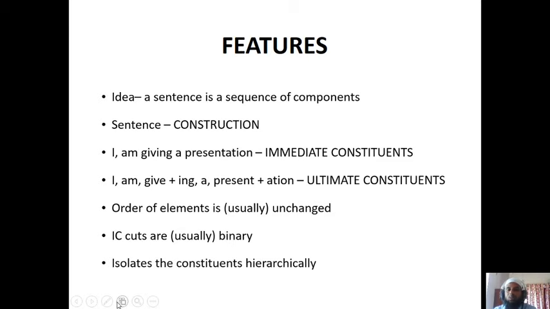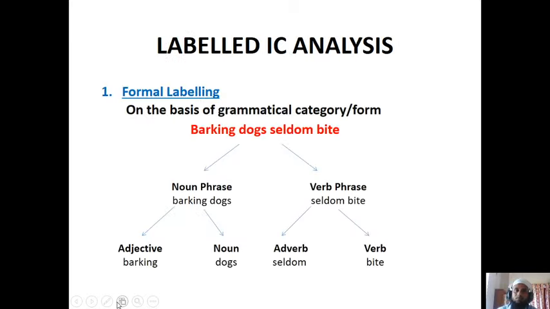It isolates the constituents hierarchically. So the relationship is between the elements presented at a level with the elements presented at a previous level or at the next level. You can go for labeled IC analysis. You can go for just formal labeling on the basis of grammatical category or form, like barking dogs seldom bite.